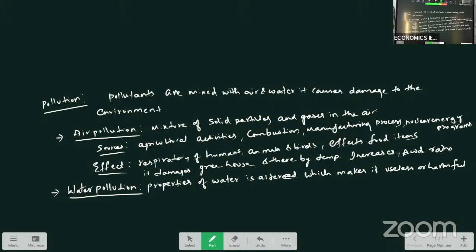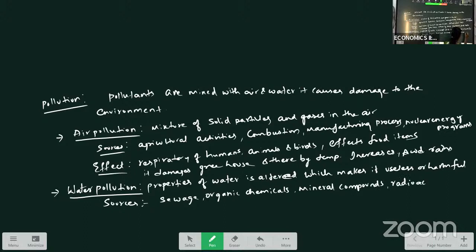Generally, what are the sources of this water pollution? The sources of water pollution are sewage, that is our drain water, organic chemicals, chemicals which are released in the water, then mineral compounds, and radioactive waste. So these are the sources of your water pollution.